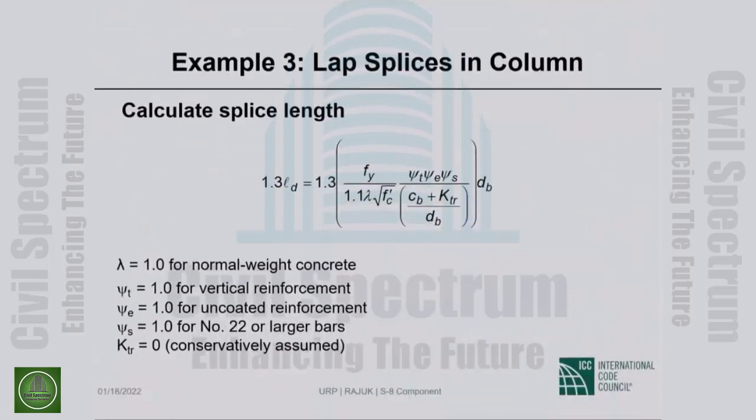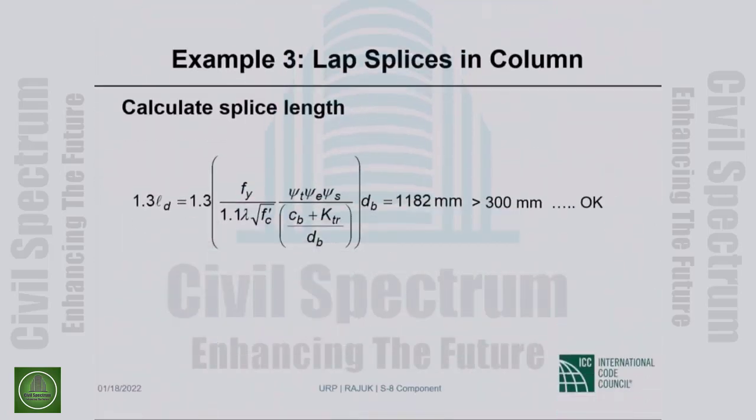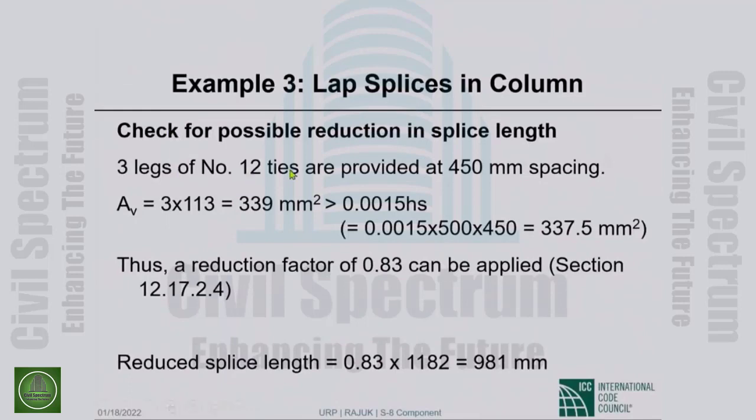So, three legs of number 12 ties are provided at 450 millimeter spacing. A sub B is 3 times 113, which is 339 square millimeters. And that is larger than 0.0015 times the h, which is 500, the total dimension of the section, times the spacing of 450 millimeters. This 0.0015 hs comes to 337.5. We barely made it, but we made it. A sub B is larger than that.